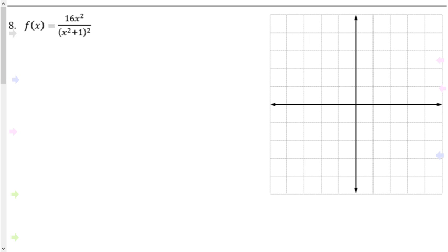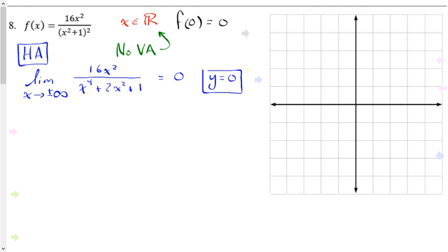This function has no non-permissible values, so x can be any real number. It's defined for all values from negative infinity to positive infinity. And (0, 0) is the one intercept that we have. And because our domain is all real numbers, there's no vertical asymptote. There is, however, a horizontal asymptote. As x approaches infinity, we find a horizontal asymptote of y equals 0.